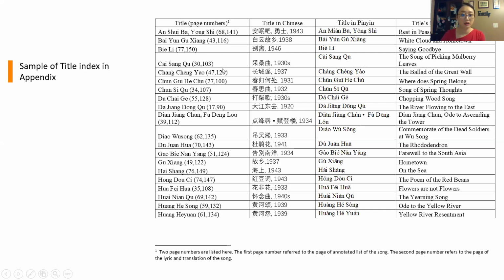The first page number is referring to the page of the notated list of the songs, where you can find all the basic information for each entry. Then you can see the next page number, which is referring to the translation of the lyrics in English. And for the title in Chinese, you can see the composition year is accompanied by it. And then if you want pinyin for the title, it follows, and then the English translation.